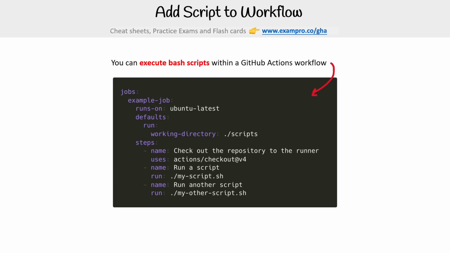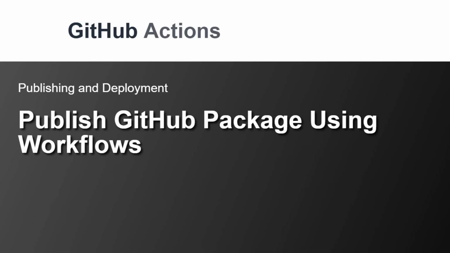But notice here that we have a job. We're going to run this on Ubuntu. We have a default over here of setting our run to the working directory of scripts. So in our repo, we have a scripts directory, and in there we have bash scripts. And so the idea is that we can just execute them and they'll run. And I just want to point that out, that you can run bash scripts, and that will save you time from writing a lot of inline code here. So that's about it, okay?